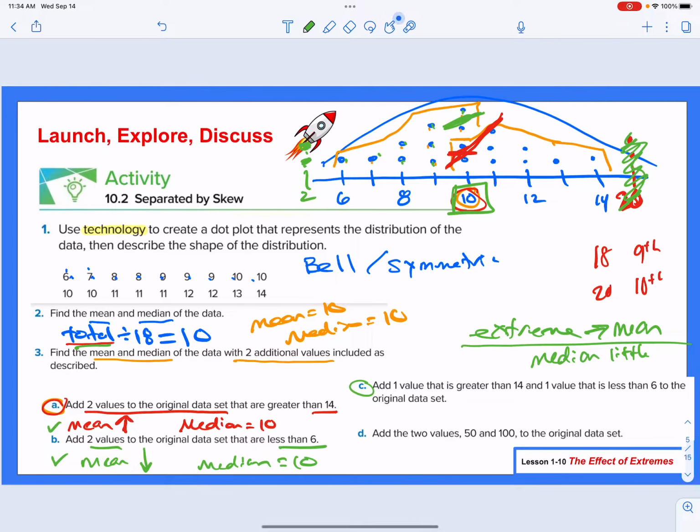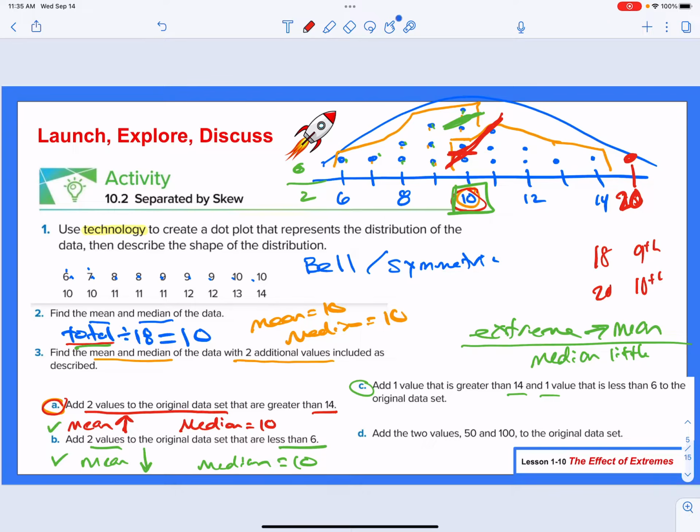For C, it says add one value that's greater than 14 and one value that's less than 6 to the original data set. So if we come back here and we ignore this here and here, and actually we'll keep it. Let's do this here and that. Whoa, don't do that one. That's too much. Let's see if I can do that. There we go. So let's go ahead and do this here. We're going to add our 2, and we'll add 20 right there.